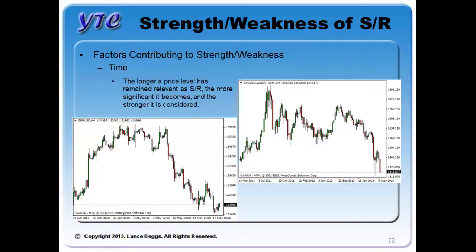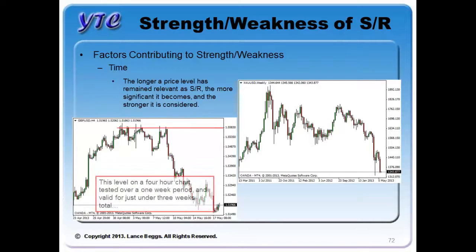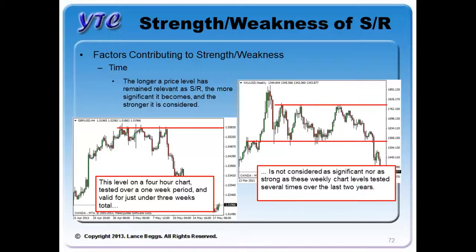Time. The standard TA interpretation is that the longer a price level has remained relevant as support or resistance, the more significant that level becomes, and so the stronger the level is. This level on a 4-hour chart, tested over a 1-week period and valid for just under 3 weeks total, is not considered as significant nor as strong as these weekly chart levels tested several times over the last 2 years.